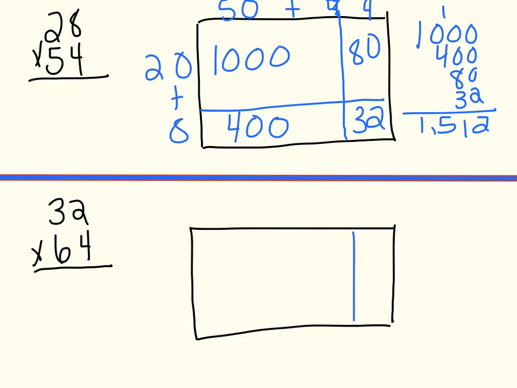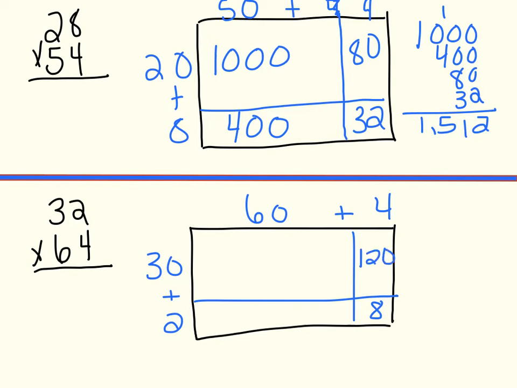And then we can look at the bottom example. On the bottom example, I can prep my rectangle. I can go ahead and make this 30 plus 2 and 60 plus 4. And I look at 1s times 1s again. So I have 4 times 2, which will give me 8. And then my 1s times my 10s. So 4 times 30 is 120. Then I move over and I do my 10s place times my 1s place. So 60 times 2 is 120. And then 60 times 30. And the last box would be 1,800.